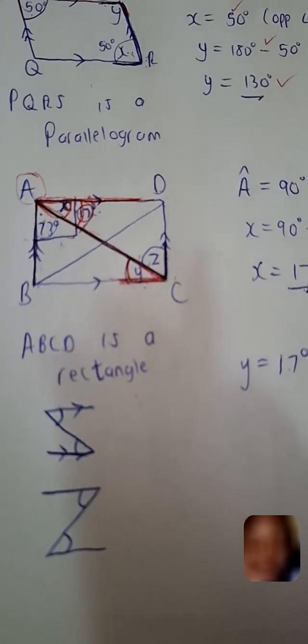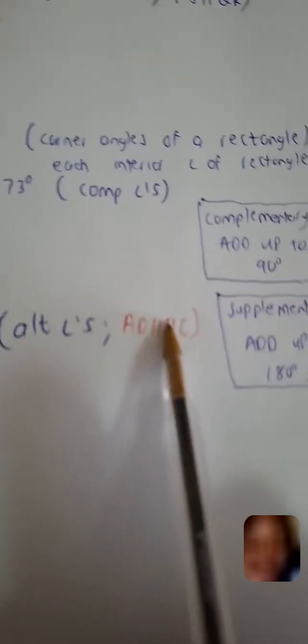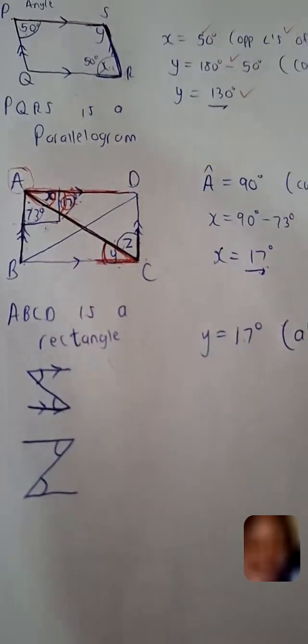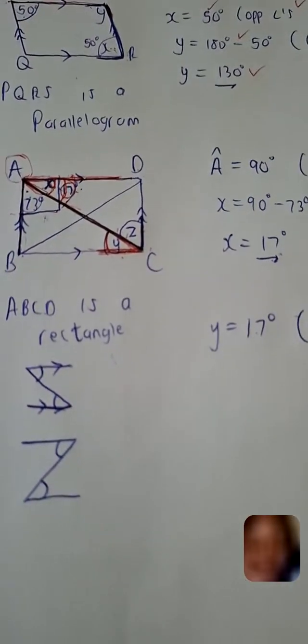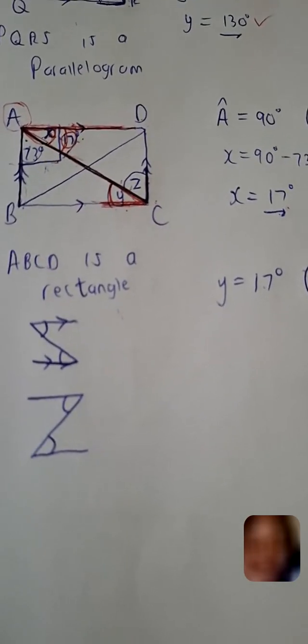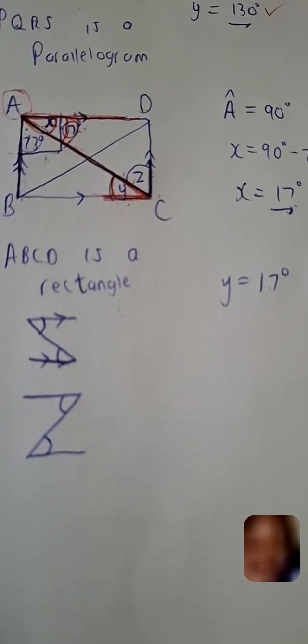Okay, understood. So it's very important that you be specific, because if you identify the wrong lines as parallel, you may lose a mark because it means you are not aware of what you are actually doing. Sorted? Yes, sir. Okay. All right.